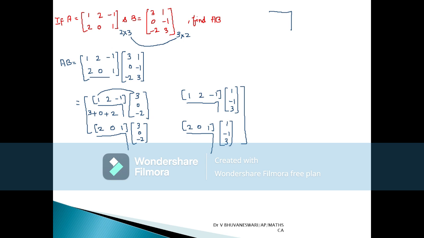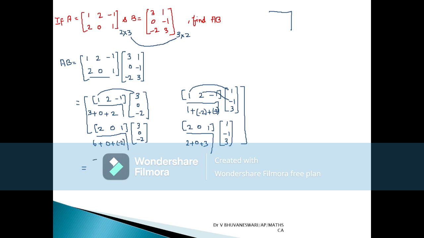So here, similarly, term by term multiplication. 1 needs to be multiplied with 1. It is 1. Let me put a default plus sign. 2 needs to be multiplied with minus 1. So we have minus 1, minus 2, plus minus 1 needs to be multiplied with 3. So we have minus 3 here. Similarly here, 2 into 3 is 6, plus 0 into 0 is 0, plus 1 into minus 2 is minus 2. Here, 2 into 1 is 2, plus 0 into minus 1 is 0, plus 1 into 3 is 3.